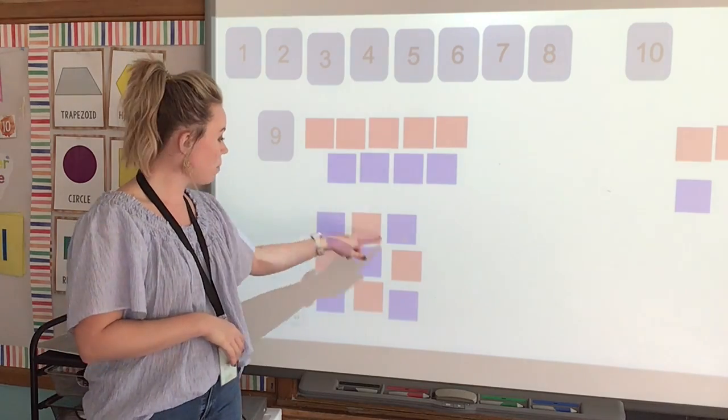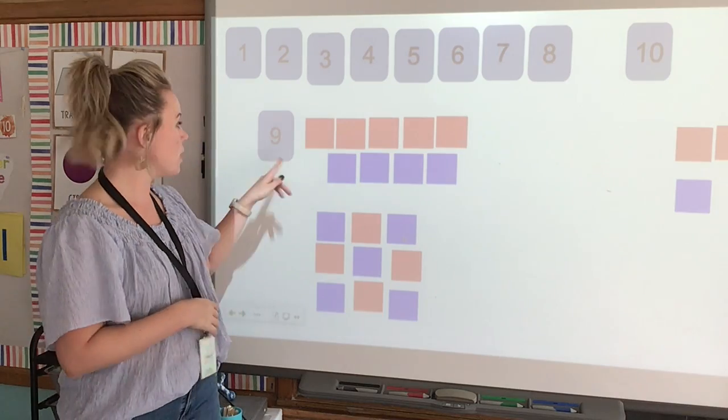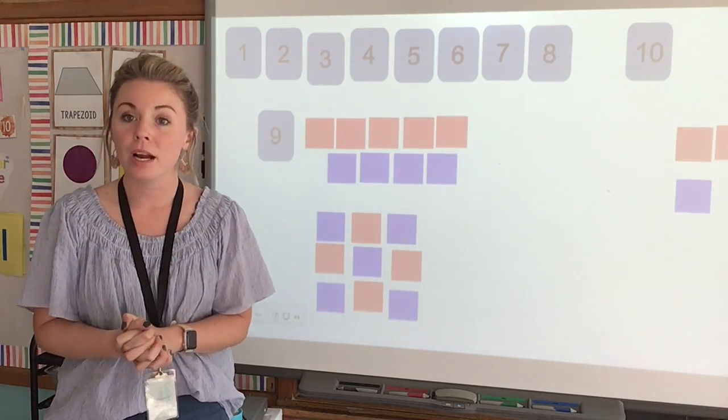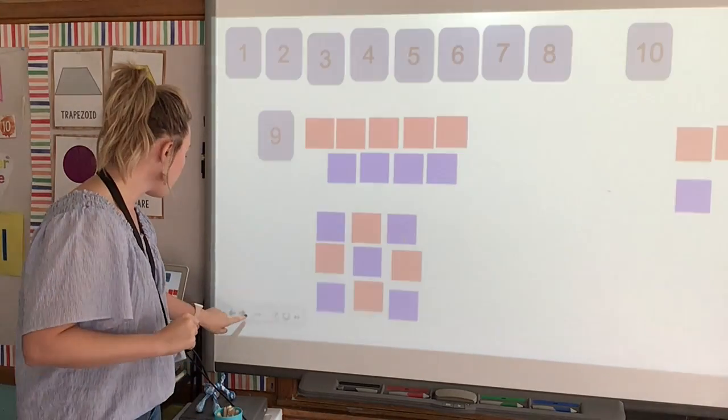And down here, I made a pretty pattern. I used some red blocks. I used some blue blocks. And both of these groups show what number? 9. So again, I was able to represent a number in a couple different ways. That is super neat. I love it.